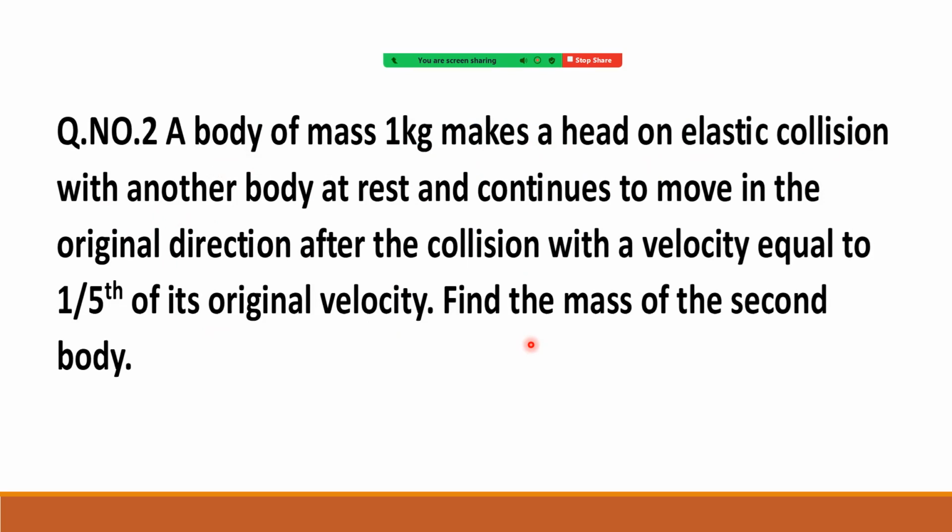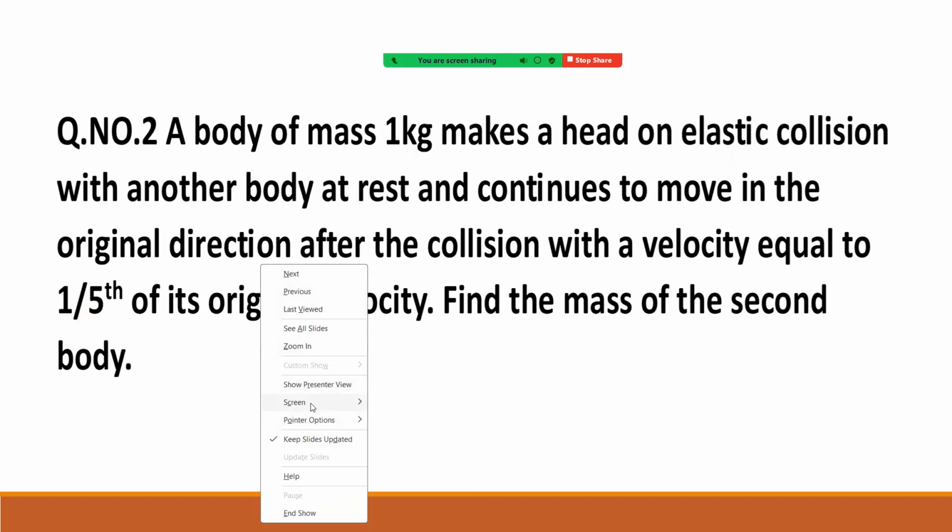So first write down the given data. Given mass 1 kg, head-on elastic collision. Elastic means e value is 1. The second body is at rest. It continues to move in the original direction after the collision with a velocity equal to 1/5 of the original velocity. Okay, see how we write the equations.